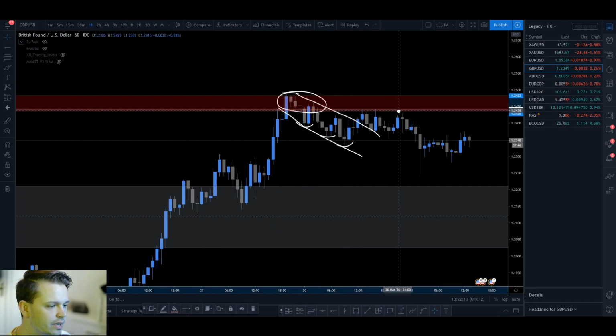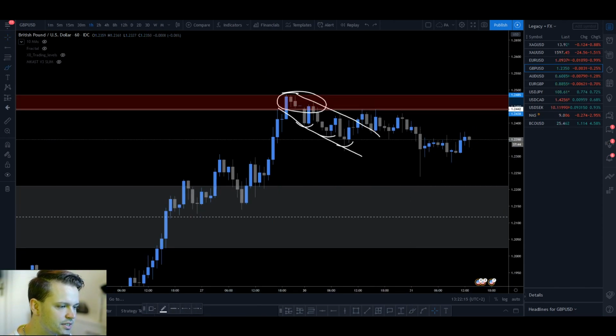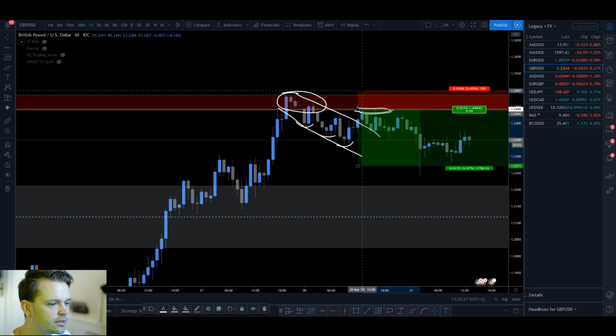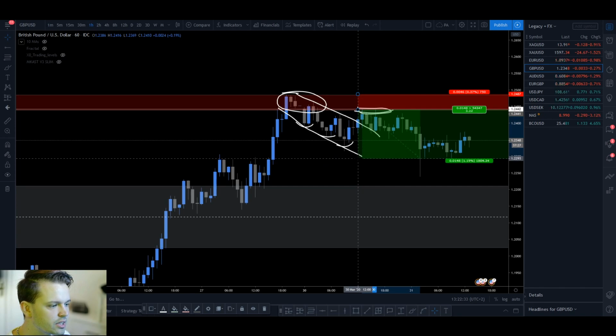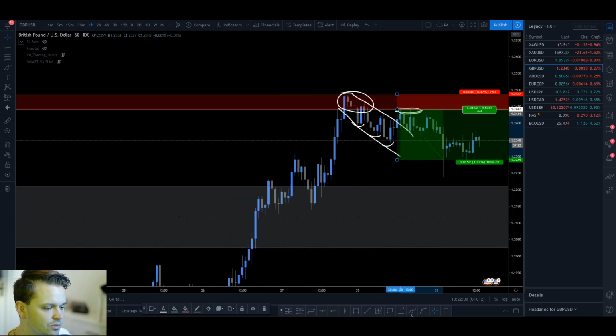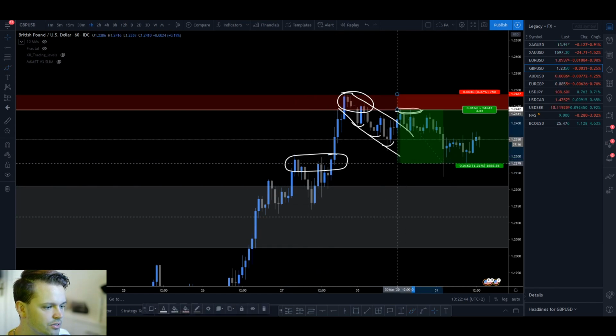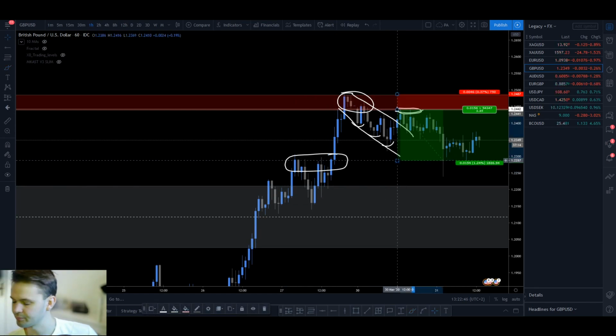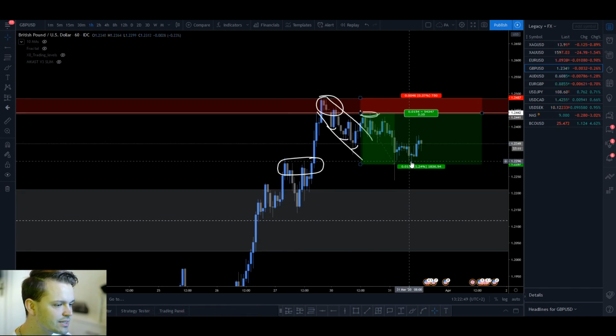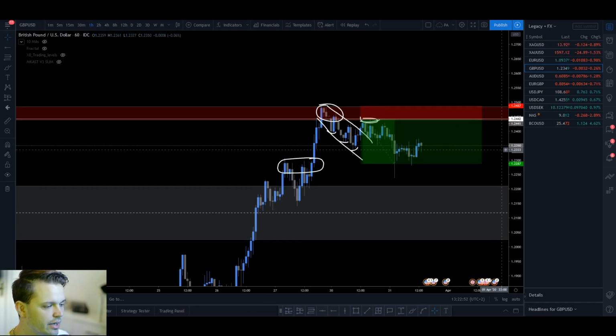You then come up here and test this resistance area again. That would have been, in my opinion, a pretty good short. You could have entered short here. Stop would be above these wicks here. And the first take profit would be, in my opinion, the first trouble area, this region right here. That trade worked out perfectly, and even that trade is at 3.35 hour.